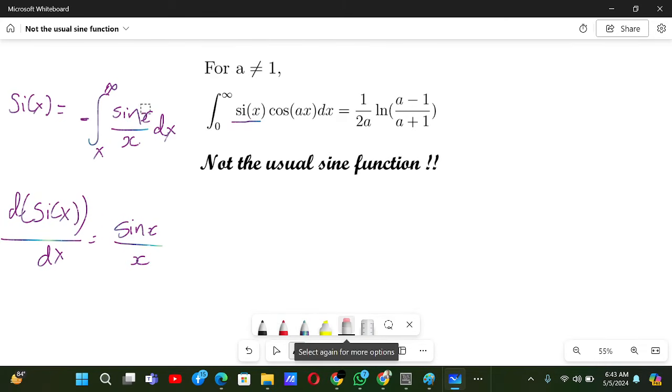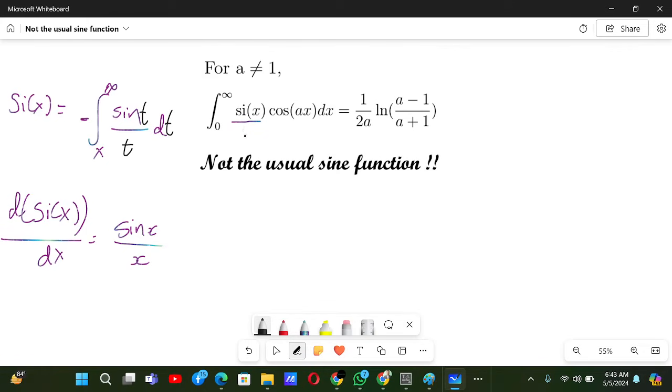And something is wrong over here, because I cannot use the same variable here as well. This should be integral of sine t by t dt. Now let's go to solve this integral.